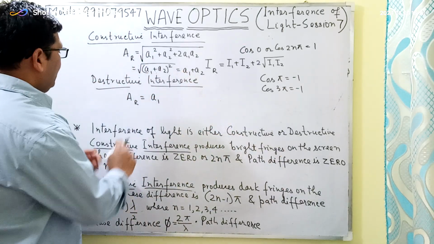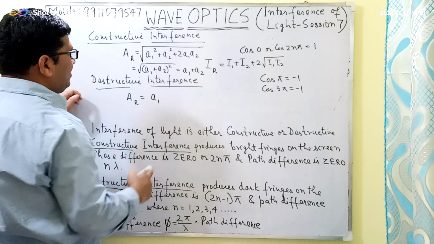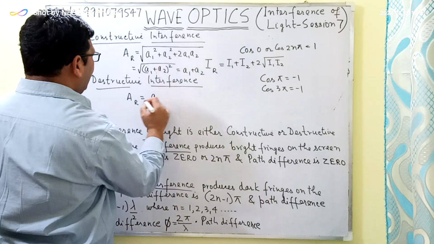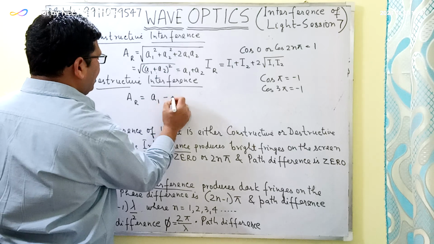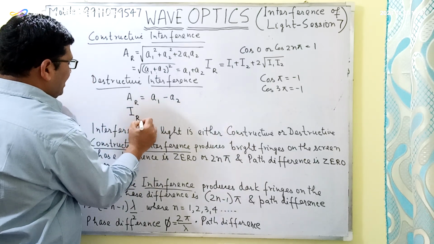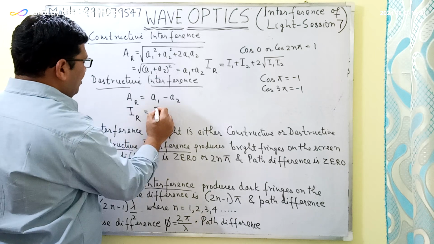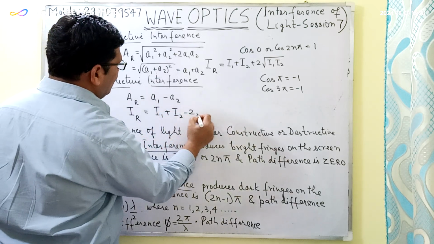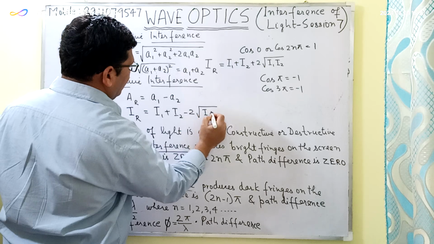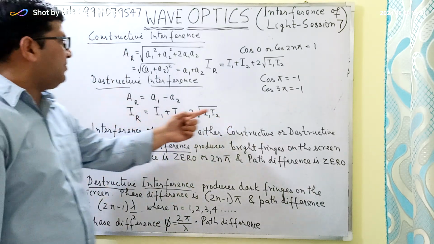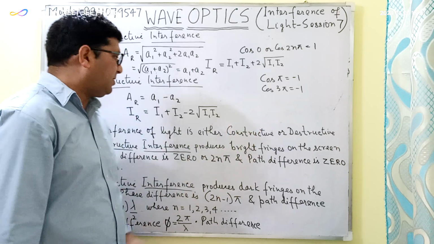Now similarly, in the case of destructive interference, the value of cos phi will be equal to minus 1. So we will get the resultant amplitude as A1 minus A2. The resultant intensity will be equal to I1 plus I2 minus 2 under root I1 I2, because the value of cos phi in the case of destructive interference is equal to minus 1.